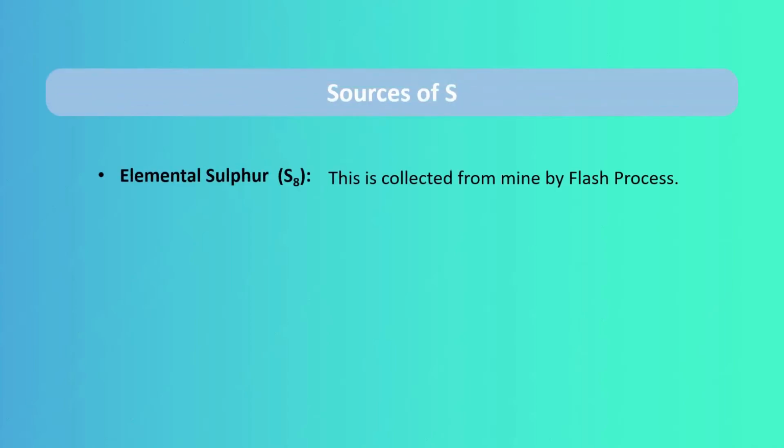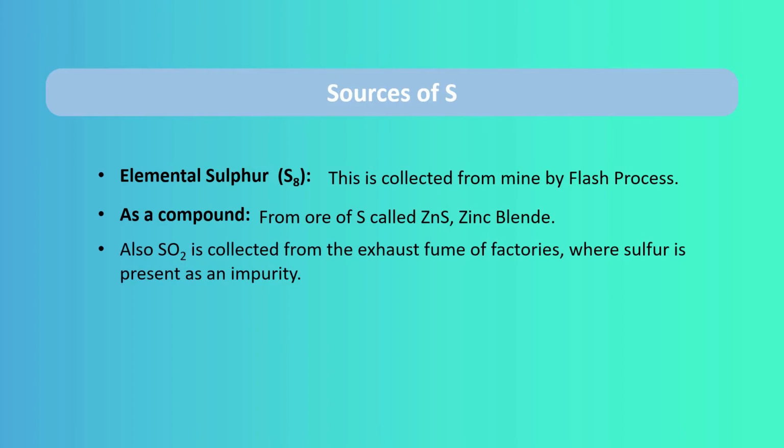The sources of sulfur: elemental sulfur, which is collected from mines by the Frasch process. As a compound, we collect zinc sulfide. Zinc blende is the ore of sulfur. This is the source of sulfur. Also, sulfur dioxide is collected from the exhaust fumes of factories where sulfur is present as an impurity.